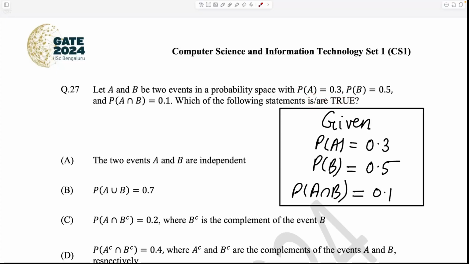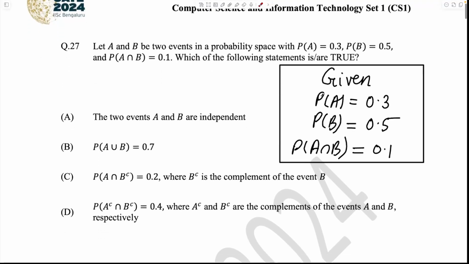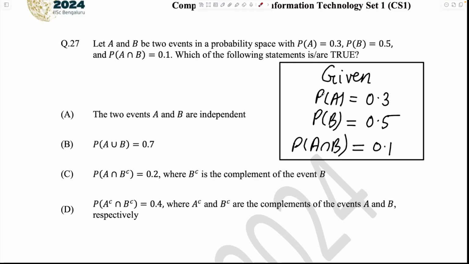"Is/are" means that this is a multiple select type question. That is, multiple choices can be correct and we have to select all the true choices, all the correct choices, right? Now, the information of the question I have listed like this. This is the given part of the question, that P(A) is equal to 0.3, P(B) is 0.5, P(A intersection B) is 0.1, right? This given part we will use throughout the question.